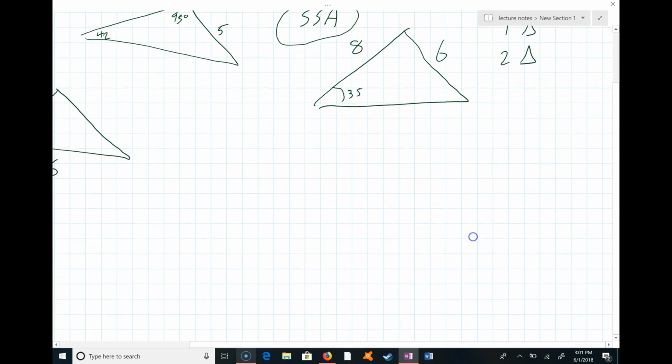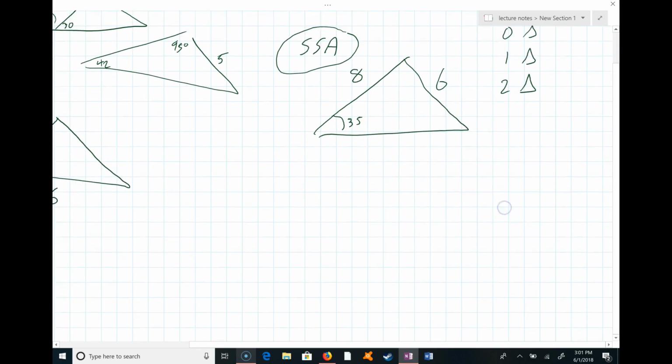And so we're going to look at that real quick. You could see in this case that it's very possible that I could draw another triangle that looks like this, where that's 35, that's 8, and that's 6. So you can see this has the same information as that one, but it's a completely different triangle. Because what has happened is this side of 6 has just swung inside and is sitting over here, if you will.